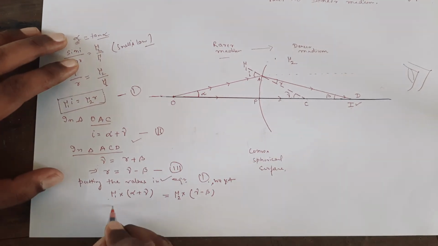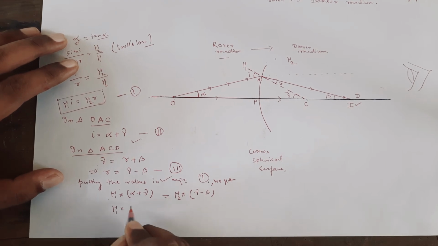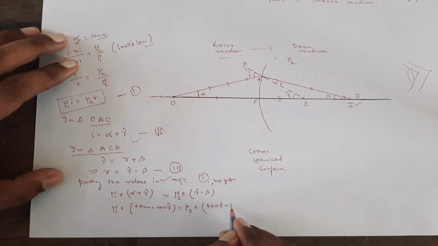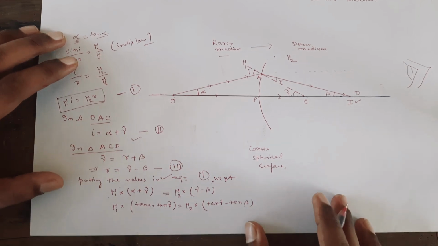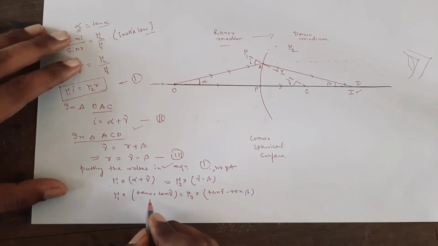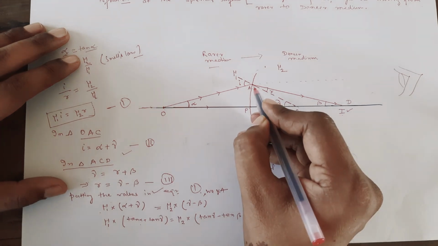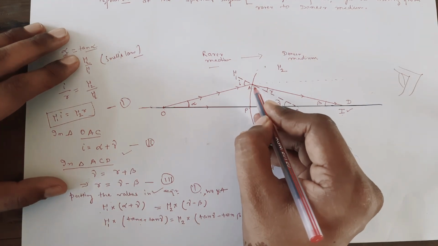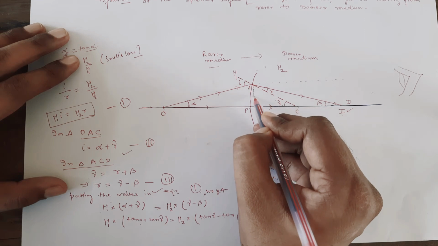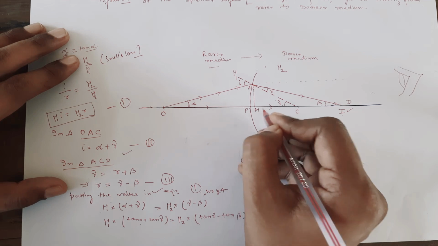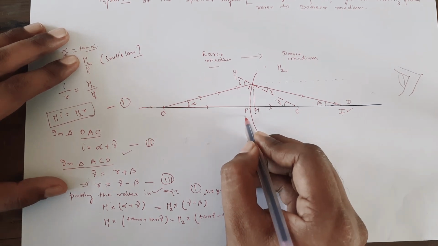So just writing, alpha can be written as tan alpha, this one will become tan gamma minus tan beta. Okay, now put the value of alpha. For trying to find out the value of tan alpha, we just draw a perpendicular from the point A on the principal axis, and let us suppose the perpendicular is AM, where M definitely will be very close to P.